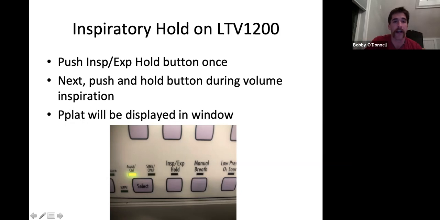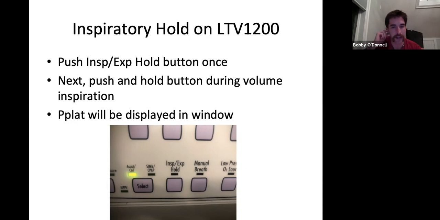But basically, you push this, it says insp hold. You're going to push that once, and then as they're inhaling, you're going to hold it in. And when you hold it in, on the window it'll say P-plat, and it will give you a number. You'll also be able to see that on your bar graph as well. So if you see that, that's fine, but it'll actually give you the number as well on the LTV1200. And that's your plateau pressure.